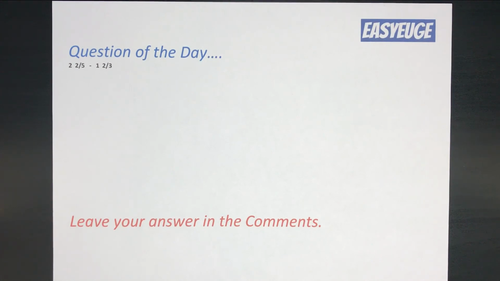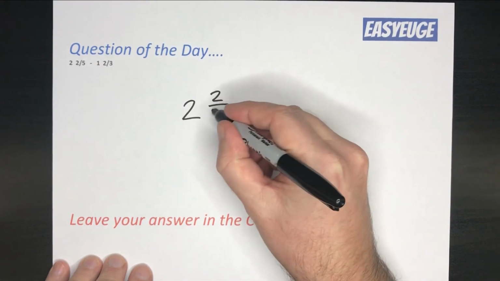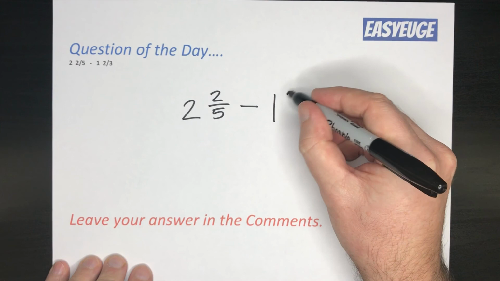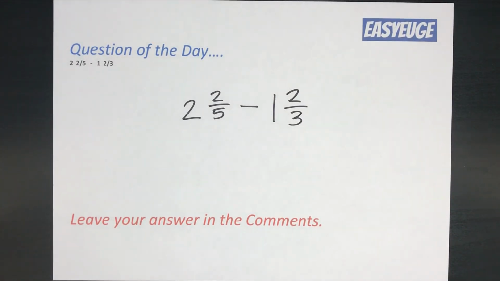Welcome to Question of the Day. This is your chance to use what you've learned in the video. So today's question is 2 2/5 subtract or take away 1 2/3. So it's a mixed number subtracting a mixed number.